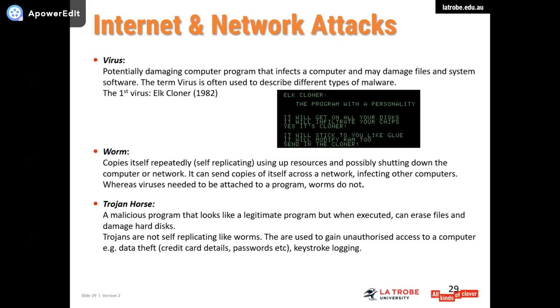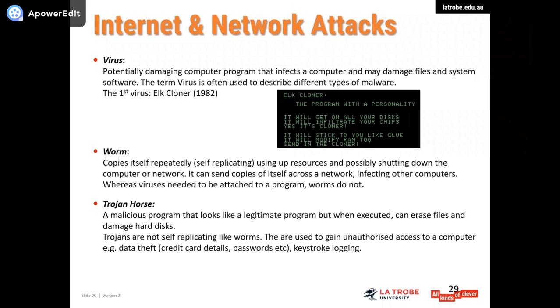So next is the Trojan horse. A Trojan horse is a malicious program that looks like a legitimate program, but when executed, it can erase your files and damage your hard disk. Different from a worm, a Trojan does not copy itself. They are used to gain unauthorized access to a computer, such as for data theft or keystroke logging.